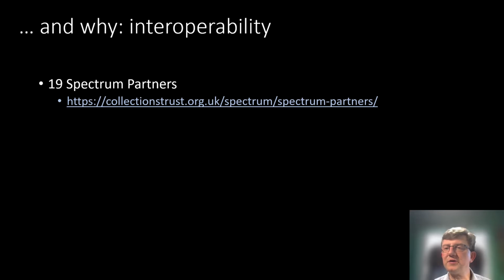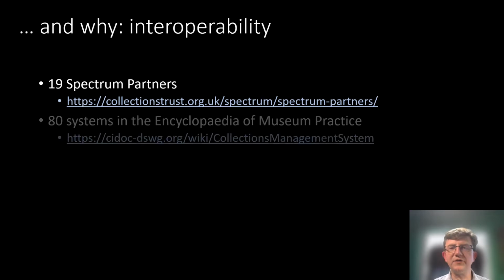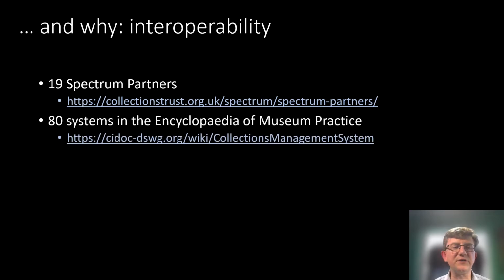Plus, there's the question of interoperability. Collections Trust currently lists 19 Spectrum partners on its website. The CIDOC Encyclopedia of Museum Practice lists 80 different collections management systems, and that list is very Eurocentric. It doesn't include many systems from Latin America, from Oceania, Australasia, or Asia. And each of these systems has its own data structure. They don't speak to each other.